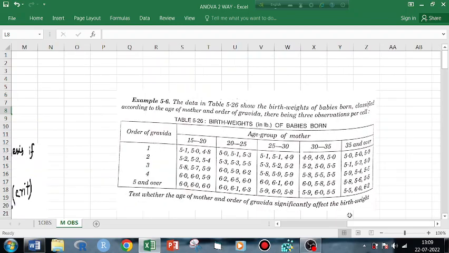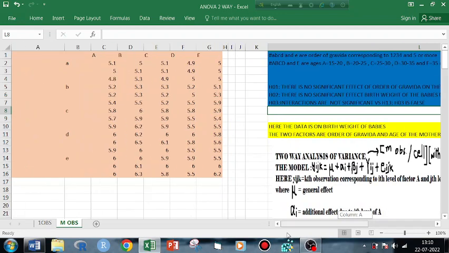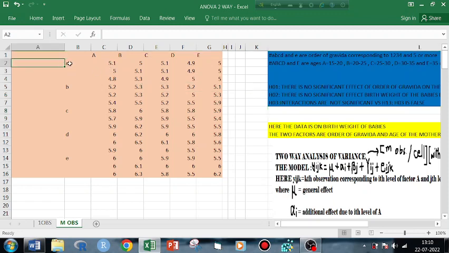Now, see, here we are given the data like this: 5.1, 5, 4.8. But in Excel, to read it in a better way, I have entered it like this: 5.1, 5, 4.8. I have left two cells, and then again the second order of gravida, then the three observations, then the third order of gravida, then the three observations, then the fourth order of gravida, then the three observations, and then the fifth gravida order and the three observations. The entry is very important. If you find any problem regarding how to enter the data for two-way analysis of variance with more than one observation per cell, you can write down in the comment section below.